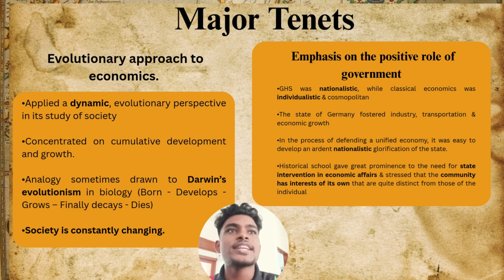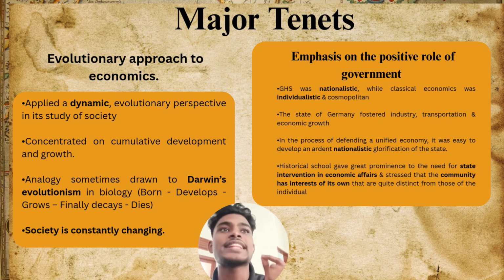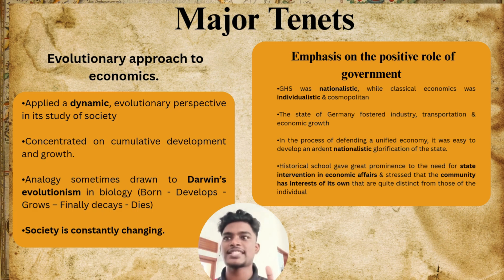The historical school gave great prominence to the need for state intervention in economic affairs, and it also stressed that the community has interests of its own that are quite distinct from those of the individual, which were highlighted in classical economics, because classical economics is individual focused. The scope is the individual. Meanwhile, the German historical school focused more on the national, the unity part of the economy.